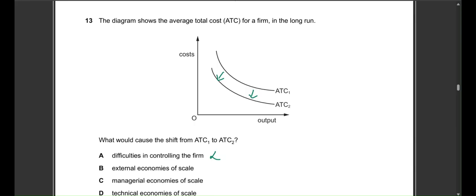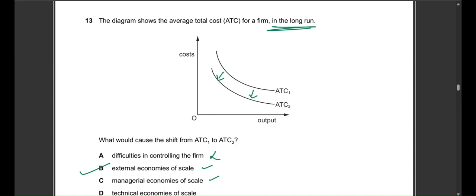The decrease in the average cost. Now this will make sense, both will make sense, because there is a decrease in my average cost. Okay, now the question is in the long run. Because it's in the long run, the right answer would be option number B, external economies of scale.